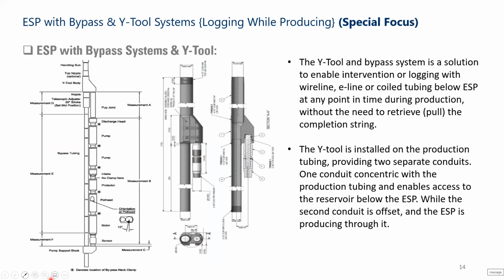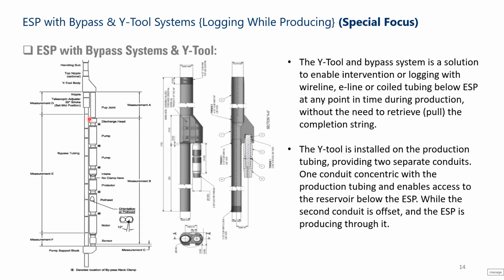The next slide is, we talked about ESPs, and here we are going to talk about the application of ESP with bypass and Y-tool system. It's a separate component, but they are run together with an ESP system to give us some other advantages and benefits that we will look into. So we have the ESP with the bypass and Y-tool system. First of all, Y-tool comes from the name. If we look at this picture here, it's like an inverted Y. So this is why we have the name Y-tool.